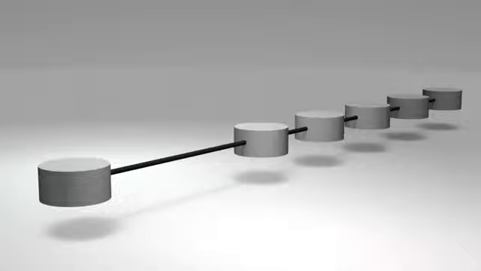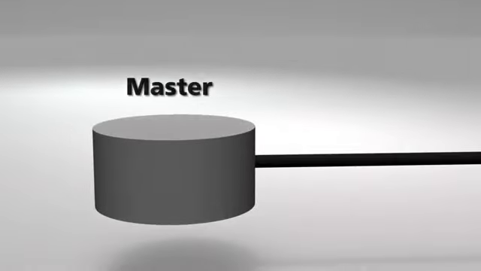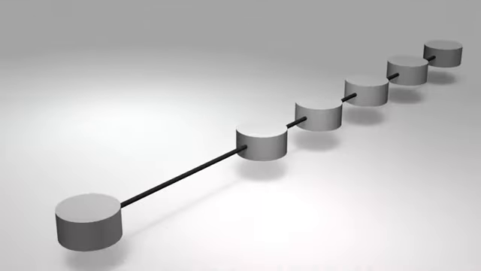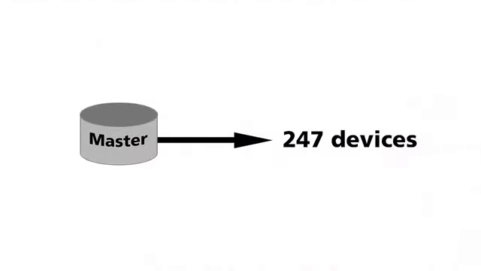A Modbus serial network has a master device that issues commands to the slave devices. The slaves will not transmit information unless they receive a command to do so from the master. There can only be one master on a network and a maximum of 247 slaves, each with a unique slave ID from 1 to 247.